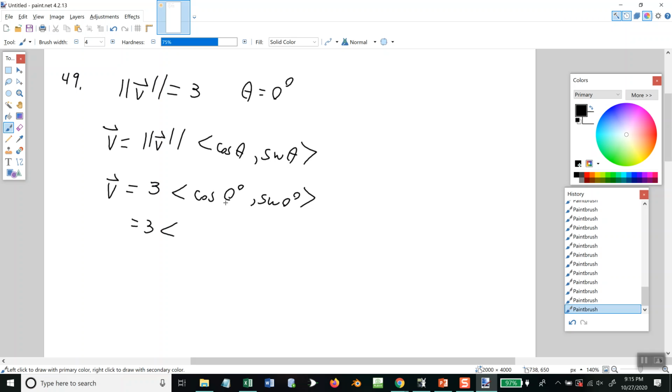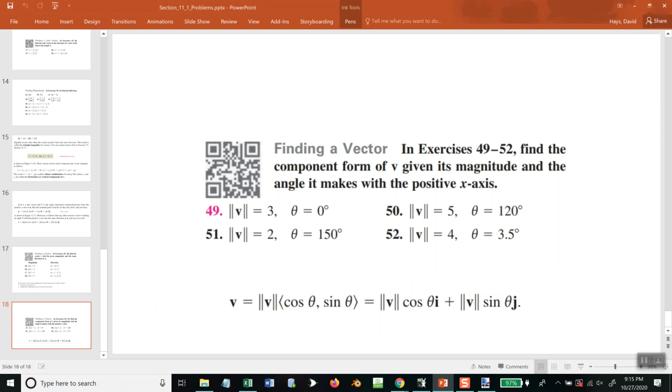0 degrees, think of my unit circle. Cosine of 0 degrees is 1. Sine of 0 degrees is 0. Multiply the 3 through, and I get 3, 0. Now, if it's an angle that's on your unit circle, you just give the exact value. If it's not on your unit circle, then you just plug it in your calculator, making sure you're in the right mode. For example, 150 is on our unit circle. 120 is on our unit circle. 3.5 is not on our unit circle. So on number 52, I just plug that into my calculator.